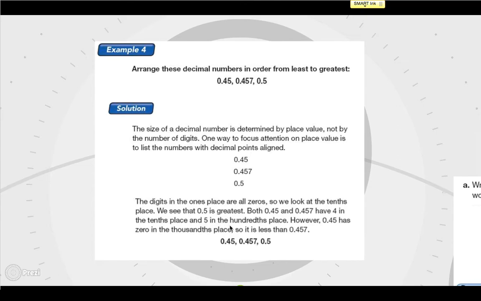All right, so the order is 0.45, 0.457, and 0.5. Or if you want to say these numbers the correct way, it's 45 hundredths, 457 thousandths, and 5/10.